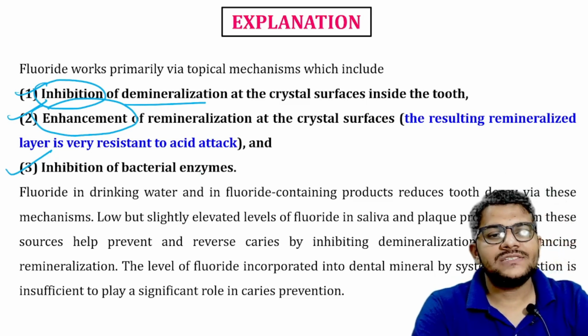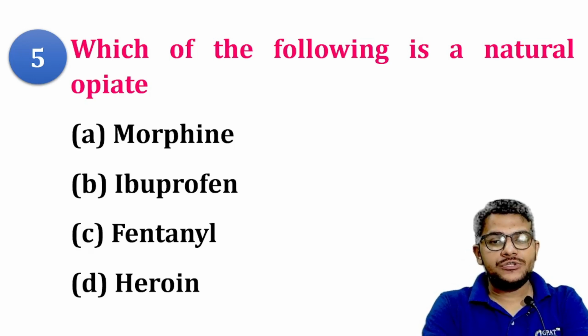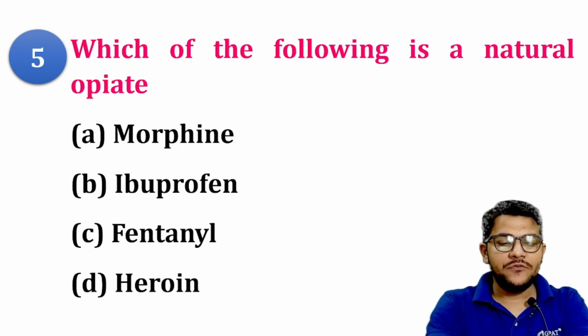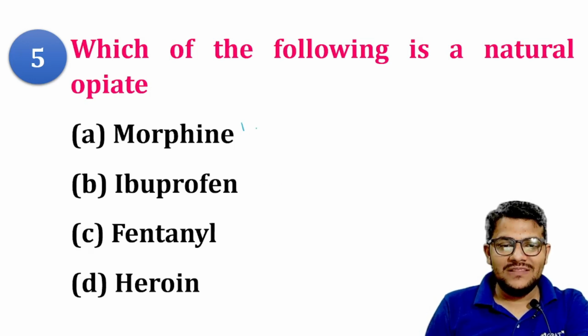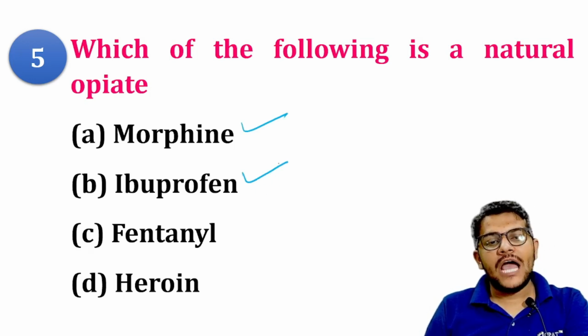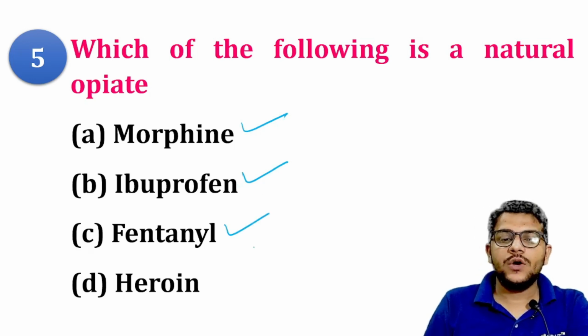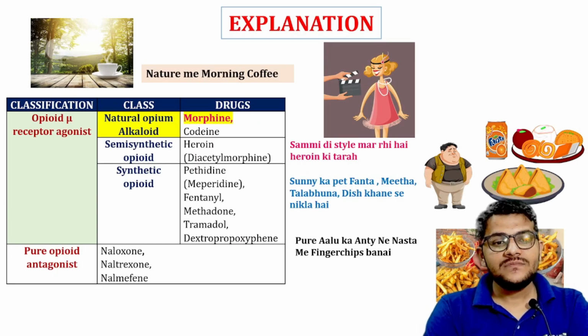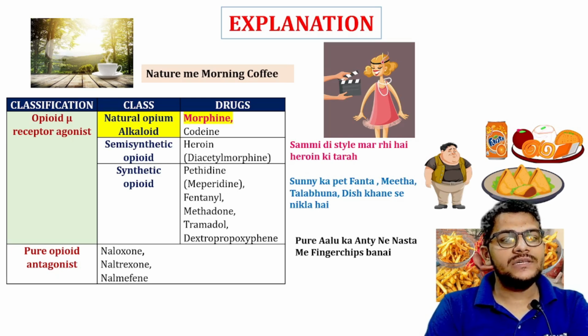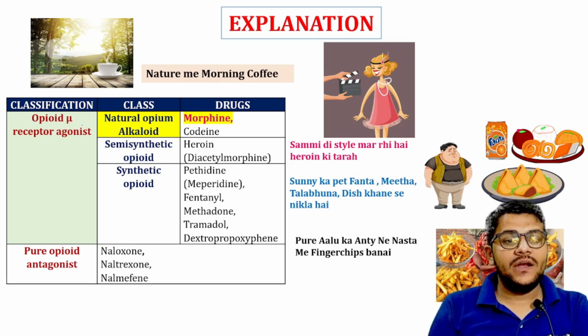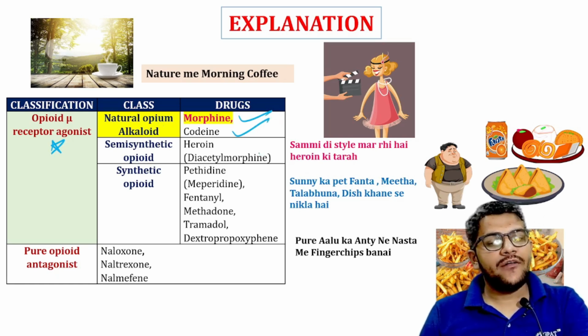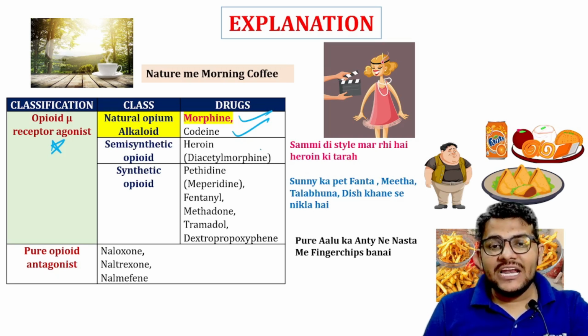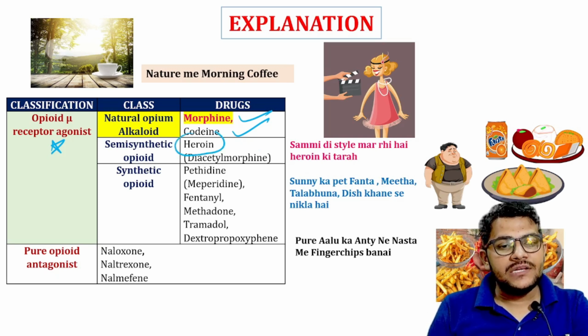Got it? Next question for you: which of the following is a natural opioid? The options are morphine, that is an opioid, ibuprofen, that is an NSAID, fentanyl, that is also an opioid, and heroin, that is also an opioid. But among these, morphine is natural. We have the classification of opioids, basically classified on the basis of the receptor on which they act. Natural opioids like morphine and codeine, whereas heroin is formed by the acetylation of morphine. That's why heroin is also called diacetyl morphine.